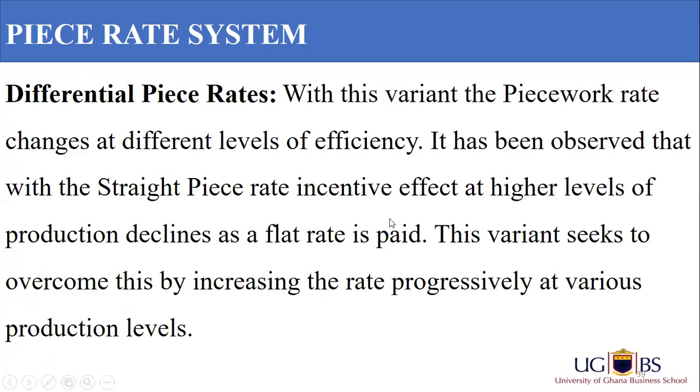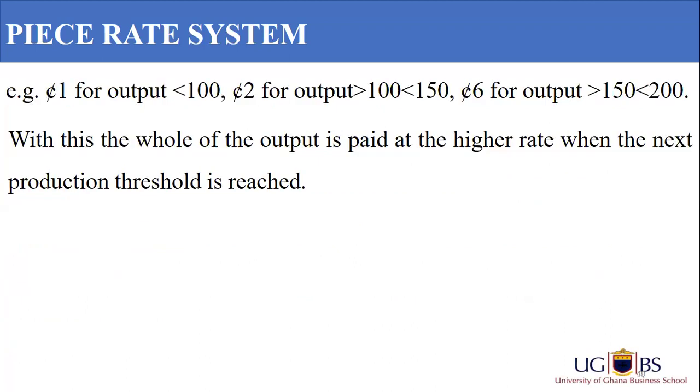Then differential. With this variance, piece work rate changes at different levels of efficiency. That's what I used as an example, that your first 100 units produced will attract a different rate, and then your second 100 will also attract a different rate, then your third 100 will also attract a different rate. So with this one, for example, look at this example here, right? So 1 Ghana cedi for output less than 100, so 0 to 99, and then 2. So let's say you produced 300 units.